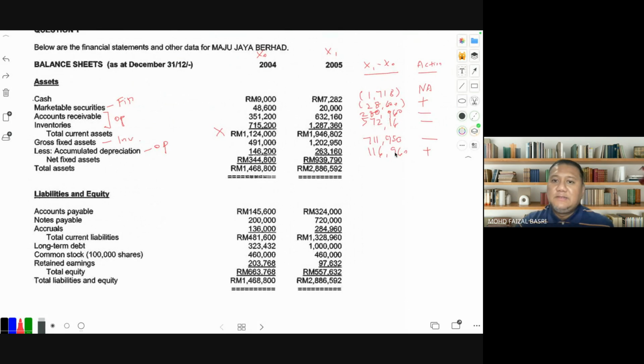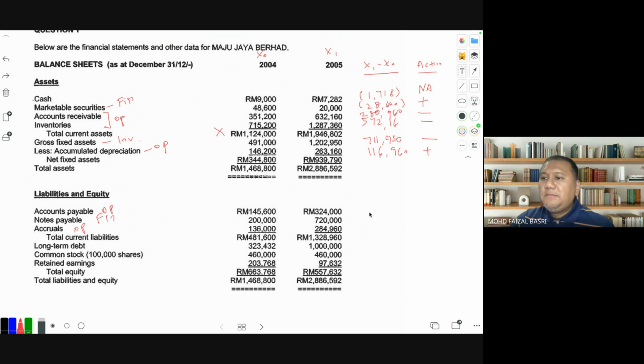Cuma ikutkan untuk soalan ni, depreciation dia bagi. Okay, and I just want to share how to pick the depreciation value depending whether we use the income statement or the balance sheet. So kalau balance sheet, we find the difference and then we're going to always put it as a positive, ataupun plus. Okay, untuk accounts payable, this is operating, notes payable masuk financing, accruals masuk operating.